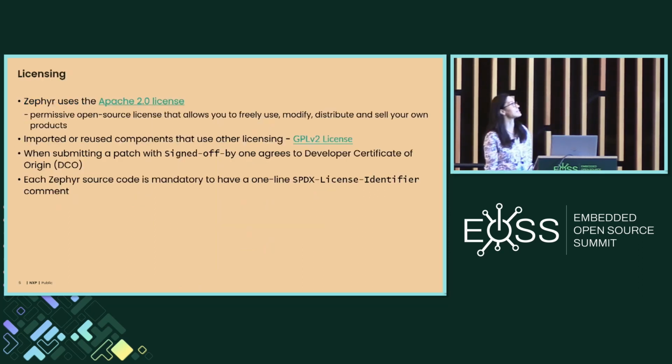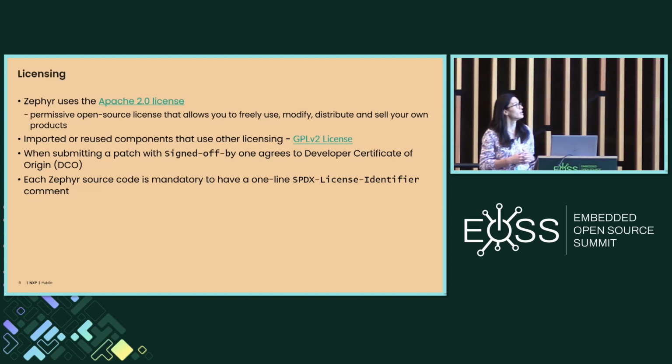Now, about the license. Zephyr is Apache 2.0 licensed. It's a permissive and easy to understand license. It's widely used in the world of IoT. But it also uses and imports some scripts or packages that are GPL v2.